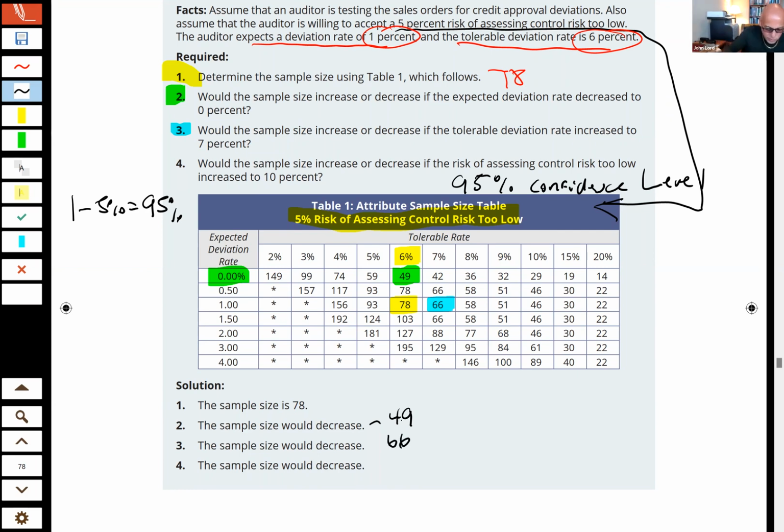Okay. And then question number 4 says, would the sample size increase or decrease if the risk of assessing control risk too low increased to 10%? Can I answer that by looking at this table? No, this is the 5% table. I'd have to go to another table, but what I can promise you is all the numbers on that table are smaller, because I'm willing to take on more risk, smaller sample size. So the answer here is it would decrease, but I'd have to be on a different table.